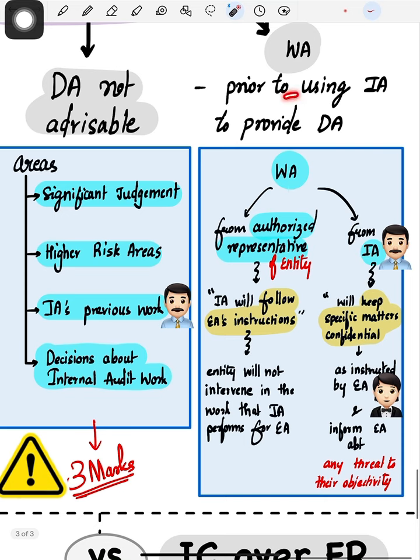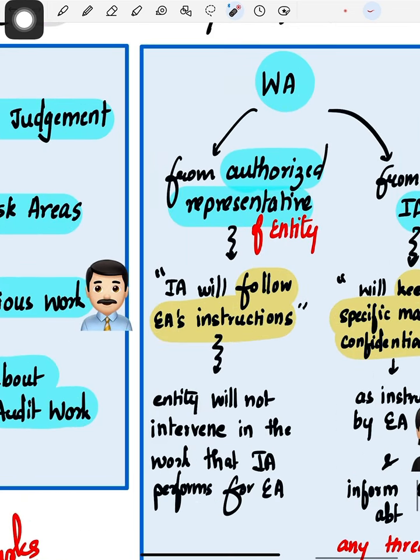Next, written agreement prior to using internal auditors to provide direct assistance. Before using the internal auditors to provide direct assistance, you have to obtain written agreement. From whom? First, from the authorized representative of the entity, that the internal auditor will follow the external auditor's instructions. See, the internal audit function is within the entity. So if you're taking direct assistance from them, you need a written agreement from the authorized representative of the entity that the internal auditor will follow the external auditor's instructions, and the entity will not intervene in the work that the internal auditor performs for the external auditor.